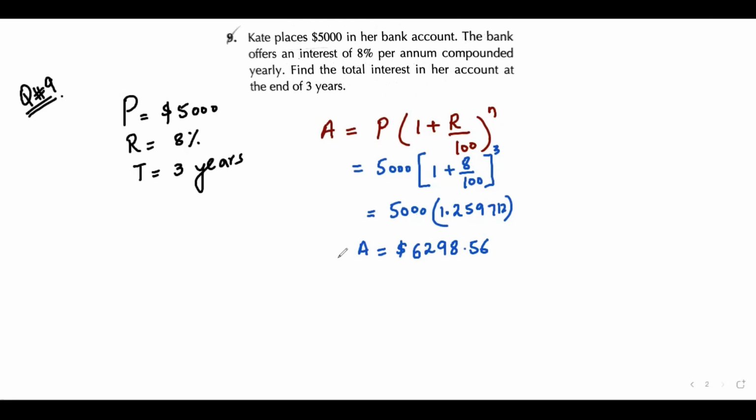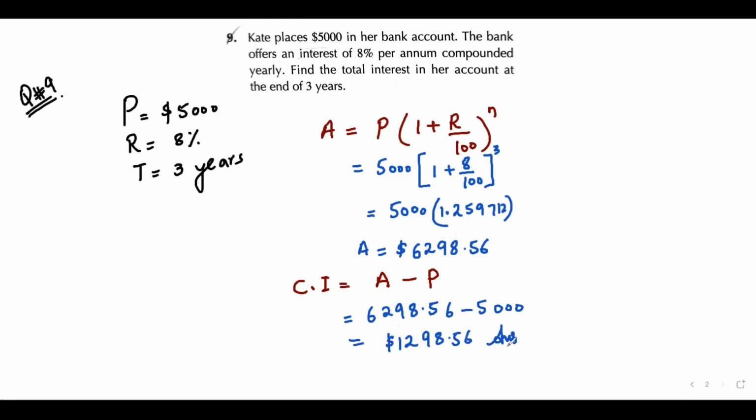And the question is, find the total interest in her account at the end of 3 years. We have to find the total interest, which means we have to find the compound interest over here. So I'm going to write the formula for the compound interest, that is equal to amount minus principal. Substitute the values over here: amount we have 6298.56, and the principal we had 5,000. When we subtract it, we are getting the answer $1298.56. This is the answer for the compound interest.